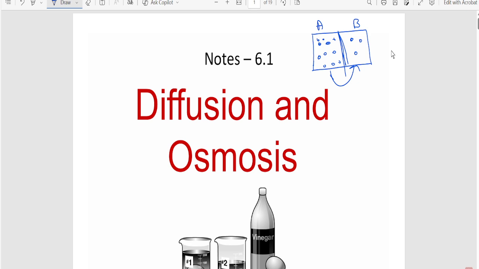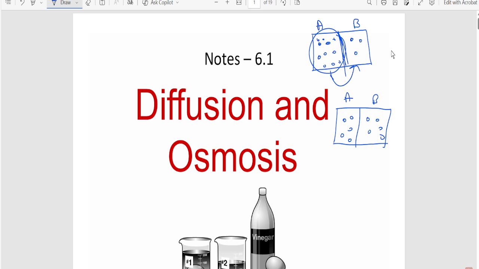So the particles would move from A to B, but the question is until when? It will keep moving until equilibrium is achieved. Equilibrium means that both sides have equal particles. Suppose this side we have 5 and this side we have 5, then it will stop moving. So diffusion is the movement of particles from higher concentration to an area of lower concentration, and it moves until equilibrium is reached.